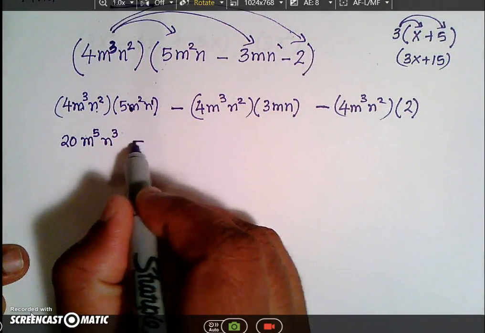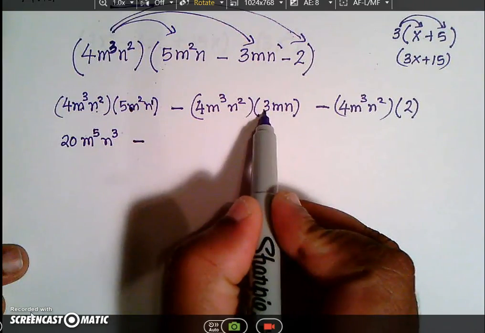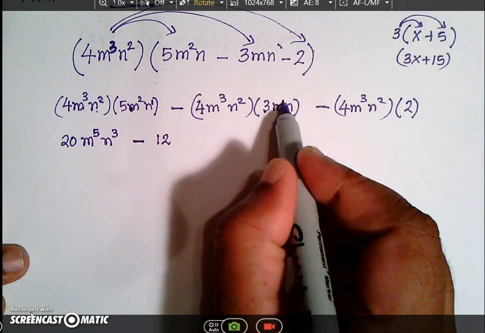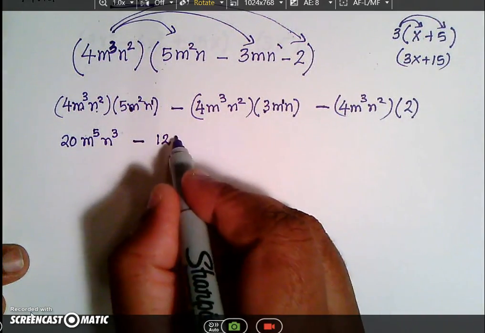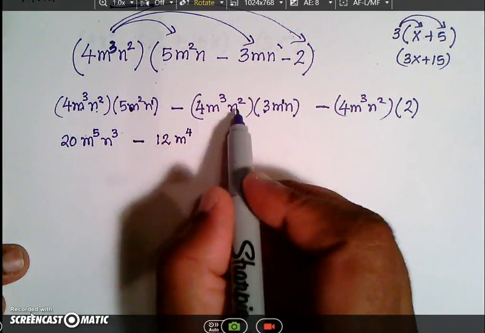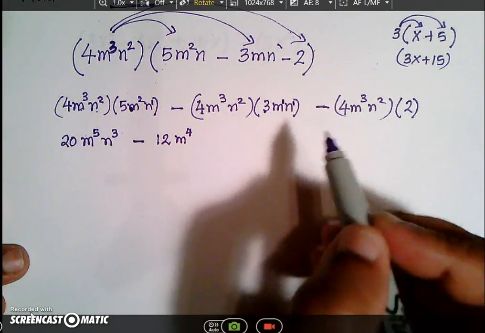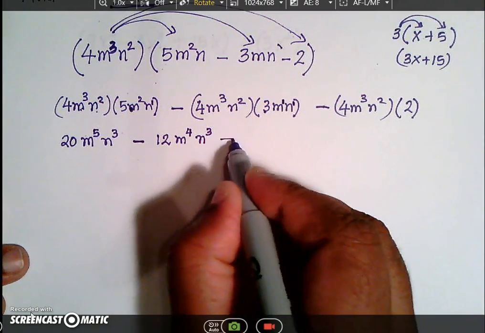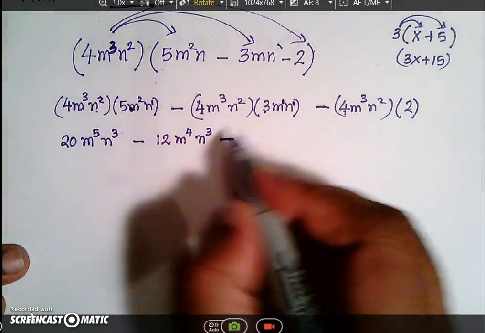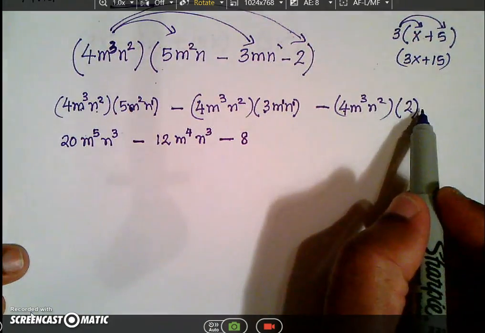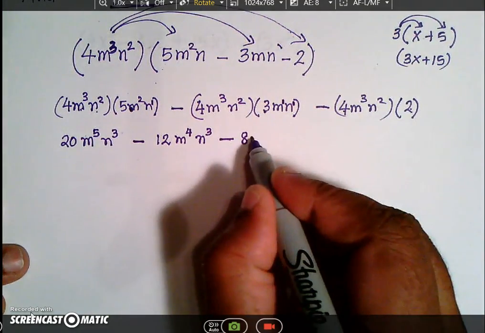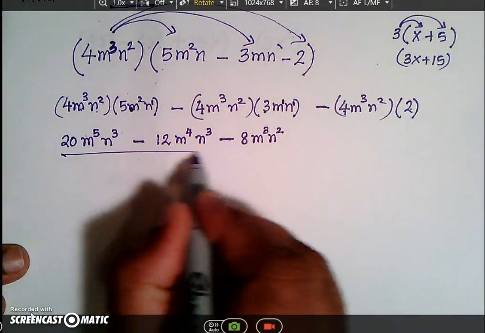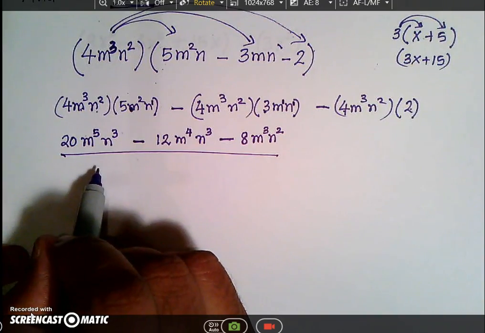Next one I have a minus. 4 times 3 is 12. M cubed times m to the power of 1 will give you m to the power of 4. N square times n to the power of 1 will give you n cubed. The next is minus 4 times 2 is 8. I don't have any variable part to this 2, so I'm just going to keep the m cube and n square. So this is my monomial times a polynomial.